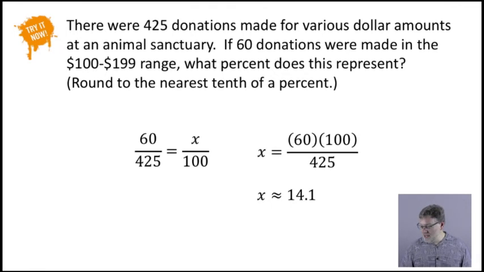425 must be our base. And then lastly, we know that whatever percent it is, it's whatever 60 out of 425 is. So 60 is our amount. Notice that there are some numbers there that we did not need to use. $100 to $199 range, that's just a label on which category we were talking about when it came to a specific subset of donations, the 60 donations in question. Well, we cross-multiplied to find out what x is, and we got 14.1%.